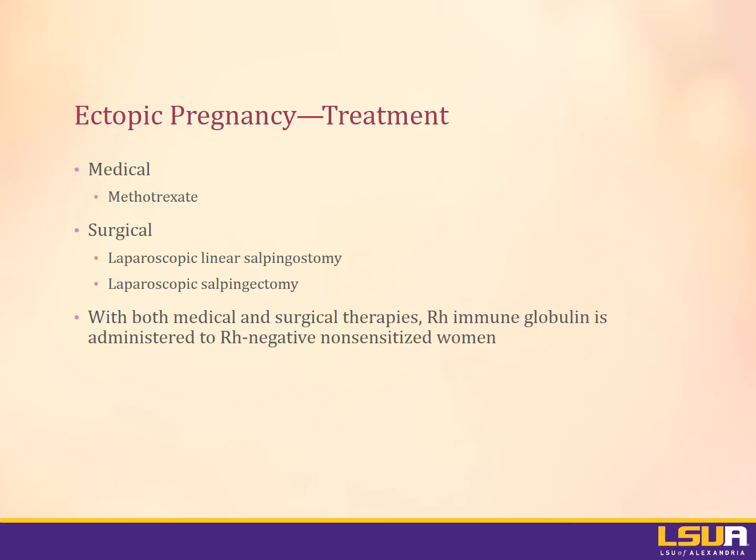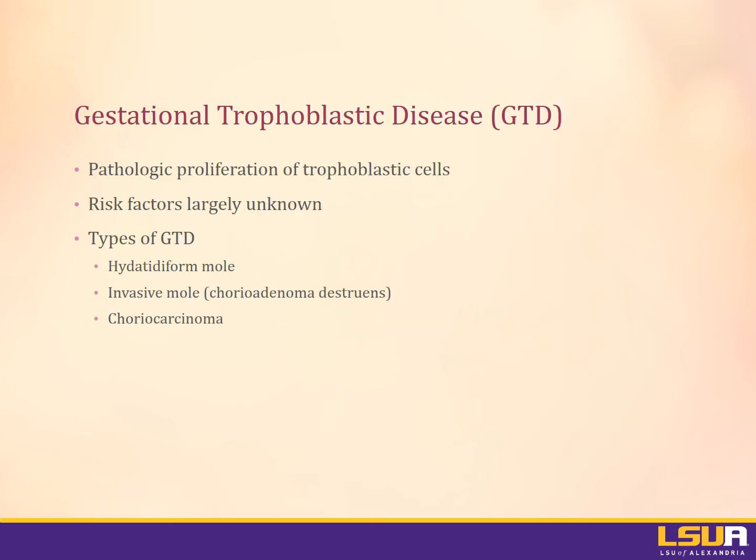Methotrexate is going to be our drug of choice. And surgically, a laparoscopic salpingostomy. That's where they will go into the tube area and remove the pregnancy, or a salpingectomy, they may have to remove it. With both medical and surgical therapies, she is going to get RhoGAM if she is Rh negative and non-sensitized, because we can't be 100% sure that she hasn't been.